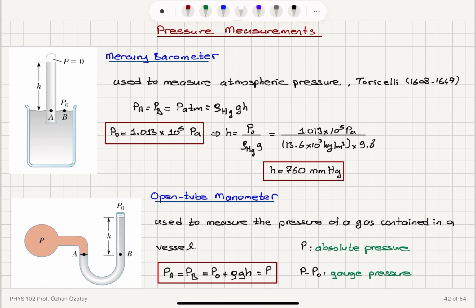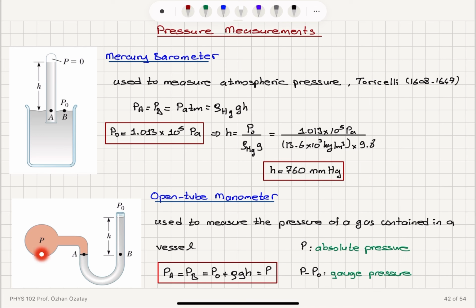And finally, we talked about how to measure pressure. The mercury barometer is used to measure the atmospheric pressure, where the height of the column tells us what the atmospheric pressure should be, because we have equal pressures at points A and B. The pressure on one side is rho gh, on the other side is atmospheric pressure, and we've seen that 1 atmosphere corresponds to 760 millimeters of mercury.